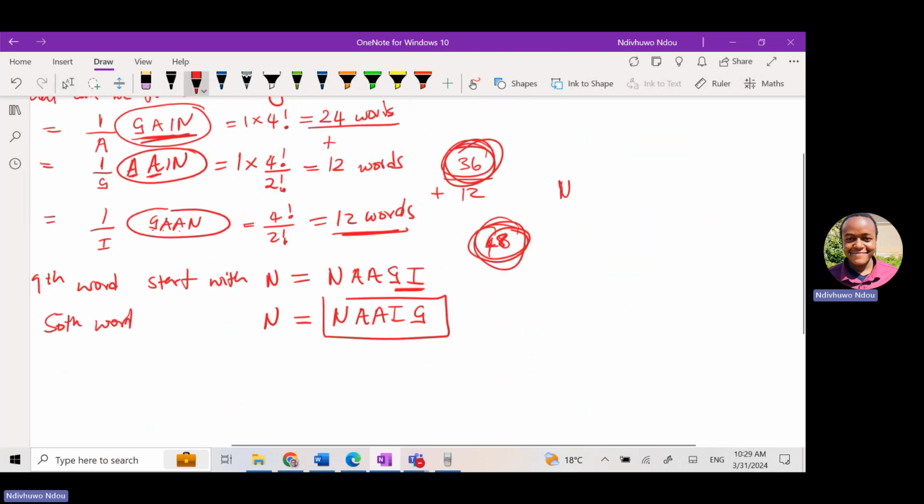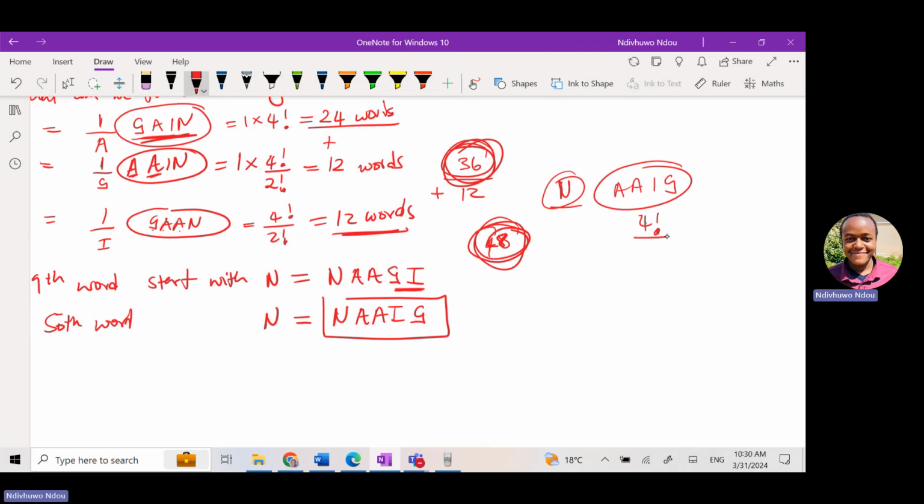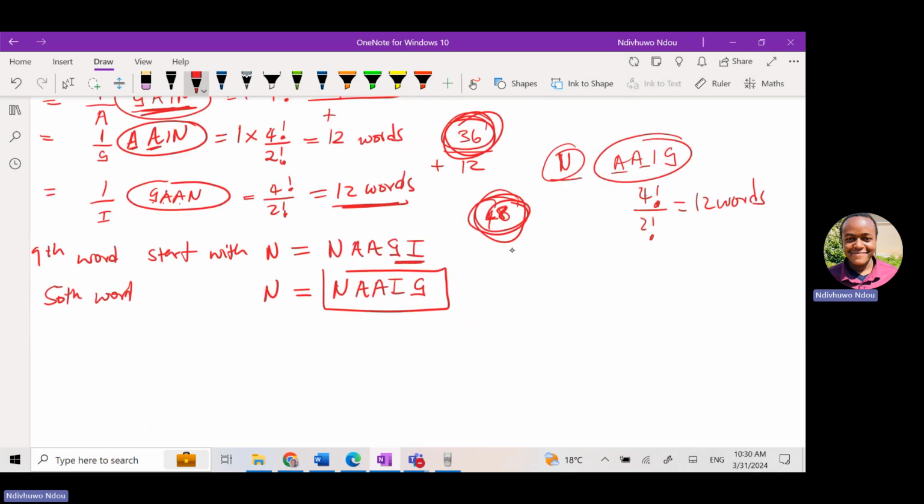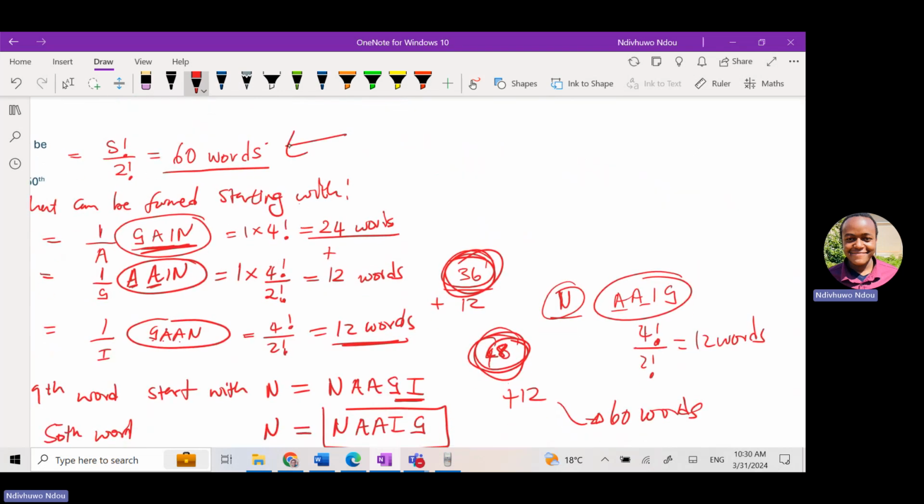For the words starting with N, N is in the first position, and the rest, A, A, I, G, can be arranged in 4 factorial ways, divided by 2 factorial since the A's repeat 2 times. So 12 words start with N. If you go to 48 and add these 12 words that start with N, we're going to have a total of 60 different words, as we calculated previously.